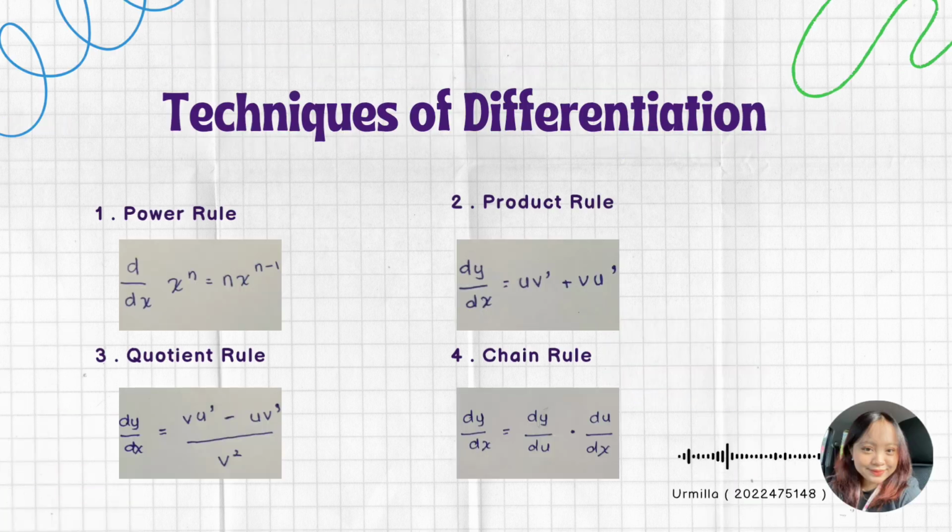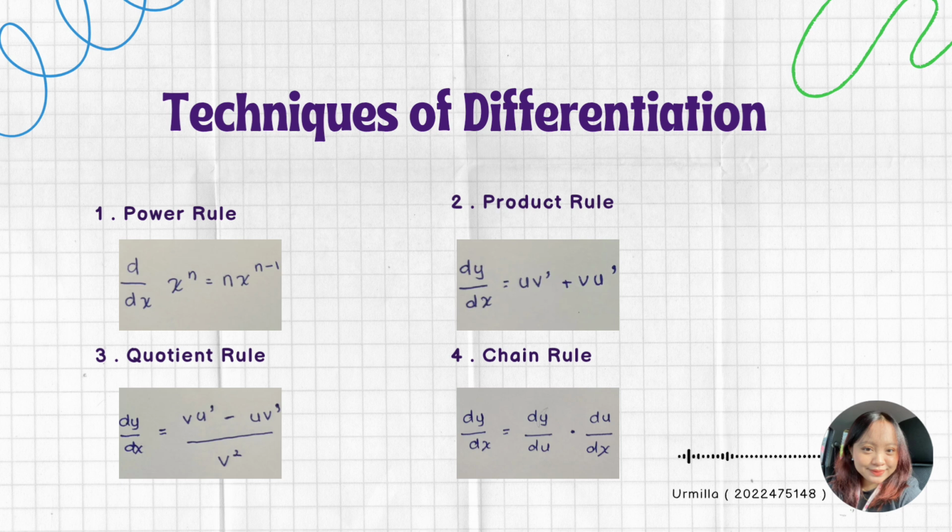Now let's move to the techniques of differentiation. The first one is the power rule. If you have a variable raised to a power, just bring the power down as a coefficient and subtract 1 from the exponent. The second rule is the product rule. It is used when you are differentiating the product of two functions. You take the first function times the derivative of the second, plus the second function times the derivative of the first one.